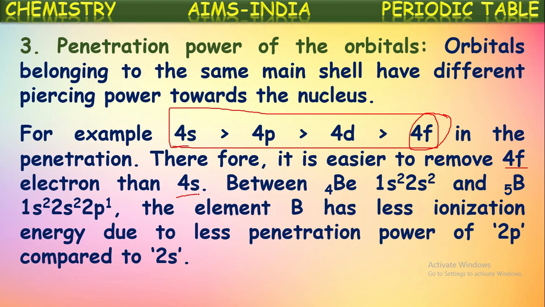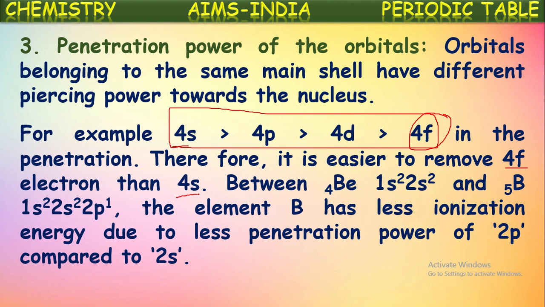The orbital which has greater penetrating power, there the electrons will be held by the nucleus strongly. So the removal of those electrons requires a great amount of energy, and those orbitals which have less penetrating power, in those orbitals electrons are held by the nucleus with weak force compared to the remaining. So from there electrons can be removed very easily. So out of these four orbitals, from 4f, an electron can be removed easily with less energy compared to 4s. Okay, let's see one more example between beryllium and boron.